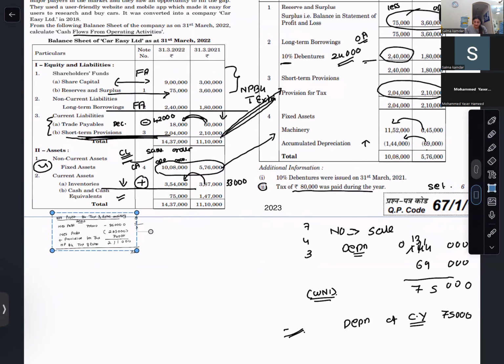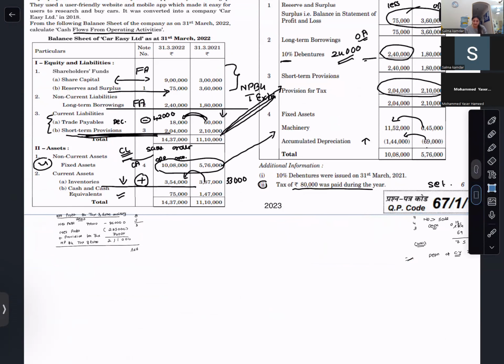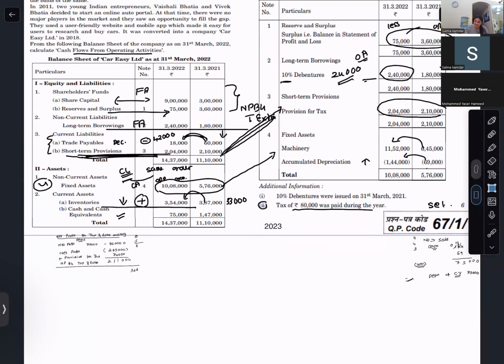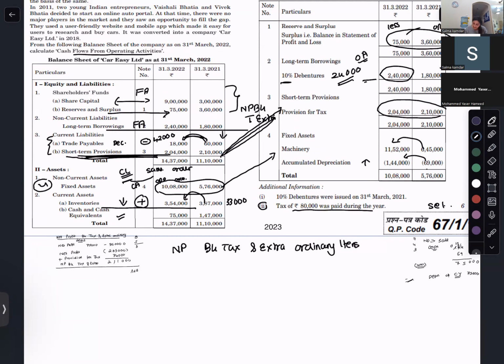What do they want me to find out? They want cash flow from operating activities. So we'll start. What will we write first? Net profit before tax and extraordinary items. Please write along with me. How much is it? 2,11,000. We made a working note for it.